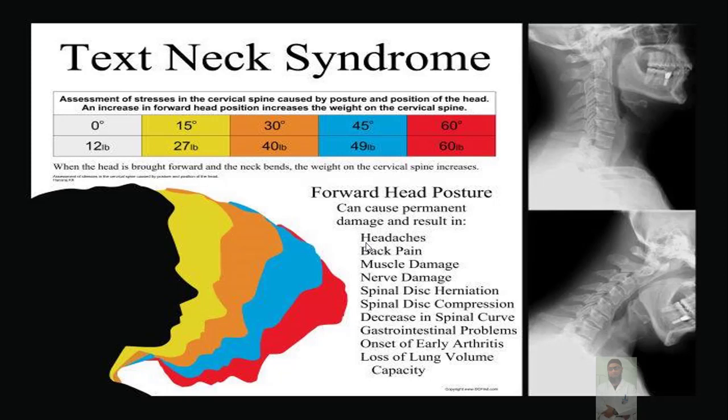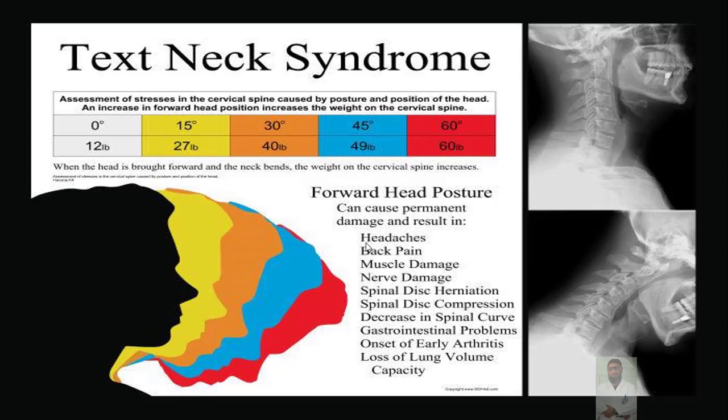So it depends. We call it cervicogenic headache. And this forward head posture can cause permanent damage to the spine, causing back pain, even muscle damage or muscle wasting, and nerve damage, because all the time there is a compression on the root. Sometimes because of long-term pressure the discs become degenerative, and the discs could be herniated, spinal disc compression is there, and spinal curvature is altered. Sometimes there is gastrointestinal problem, onset of early arthritis, loss of lung volume and capacity, and so on.